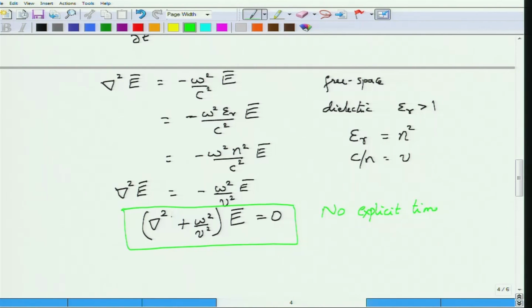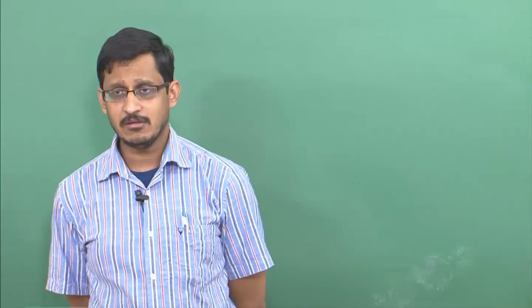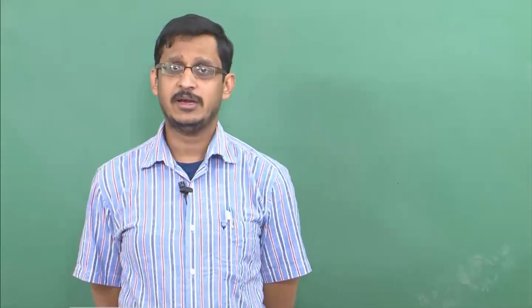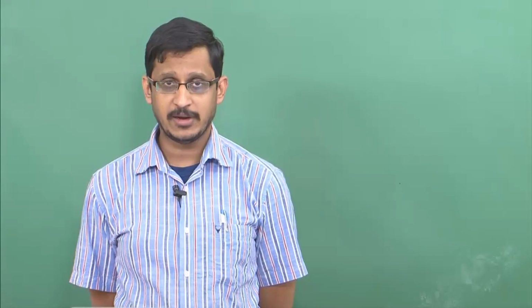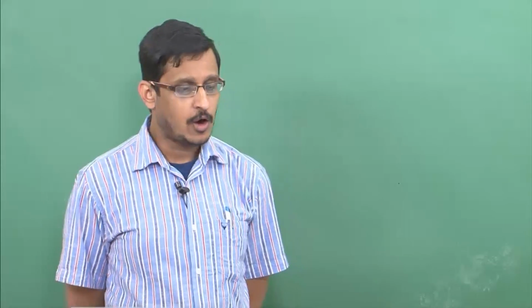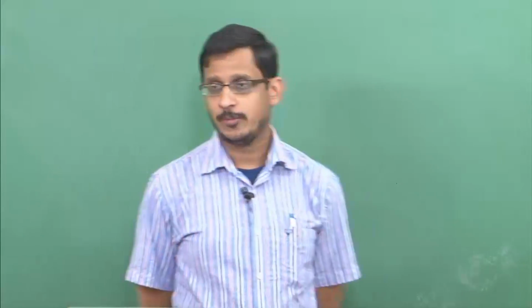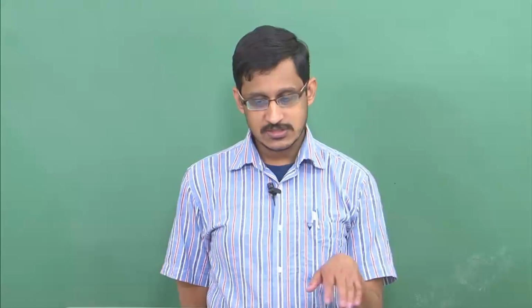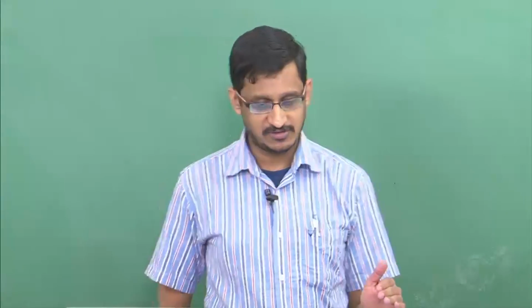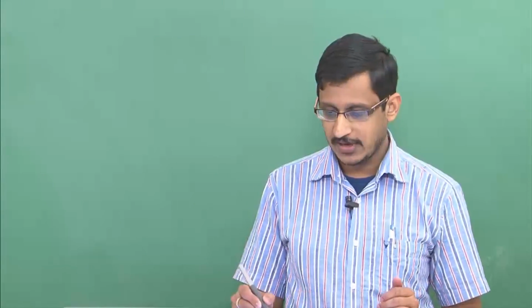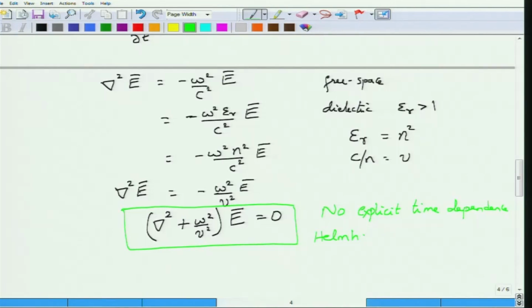Time dependence is there. Where is the time dependence? Time dependence is sitting in this electric field itself. If I want to obtain the actual electric field, I need to multiply this E by e power j omega t and then take the real part. So there is time dependence, and time dependence in this case is very simple. It is just a sinusoidal signal of angular frequency omega. However, because there is no explicit time dependence in this equation, it is known as the Helmholtz equation.